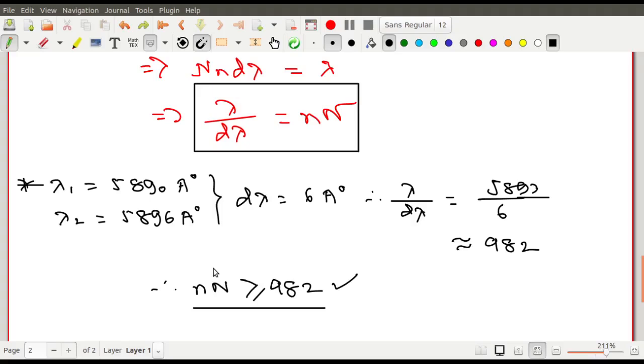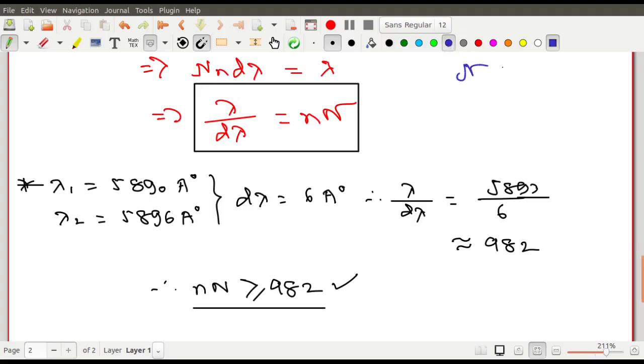Okay, so suppose this capital N is appearing to be something like 500. So capital N is given to you as 500, so 500 into 1 doesn't give you 982, so resolution is not possible in first order, so you have to go for the higher orders. Okay, so think about this issue.